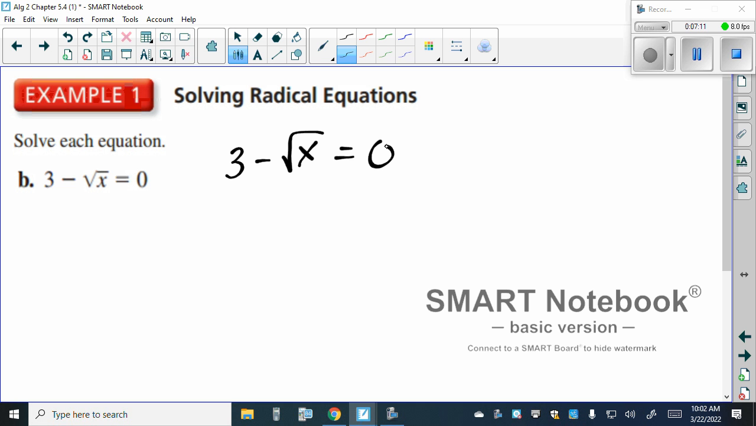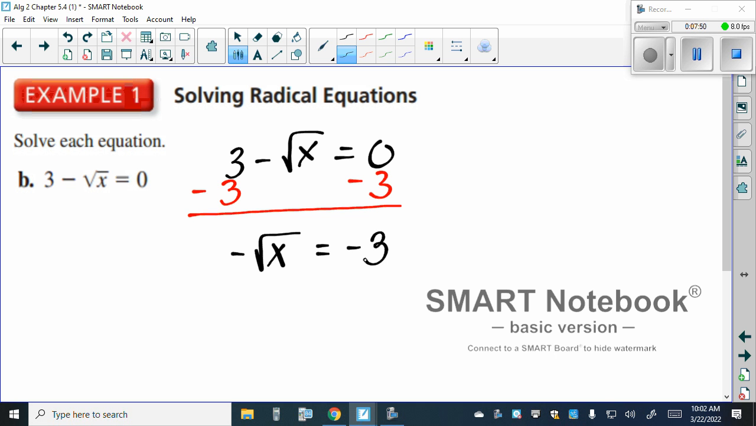So our first step is to get the radical by itself, yes? What do we need to do first? We can do what? So we can add, but we wouldn't add the 3. We would, so we could add the square root of x, or we could subtract the 3. Okay, let's subtract 3. And if we subtract 3 from both sides, we get that the negative square root of x is equal to negative 3.